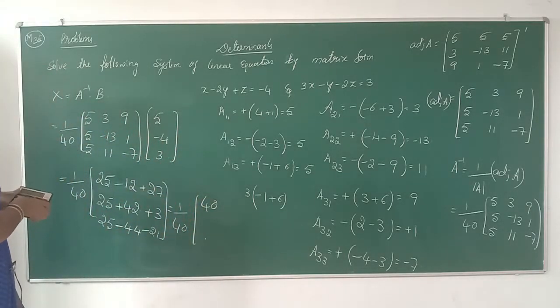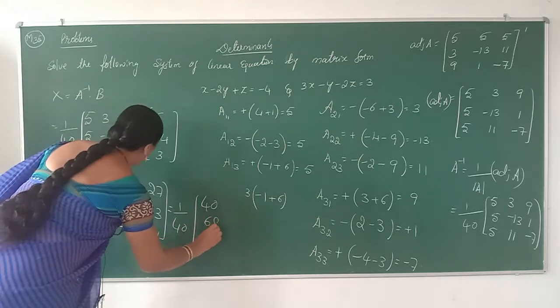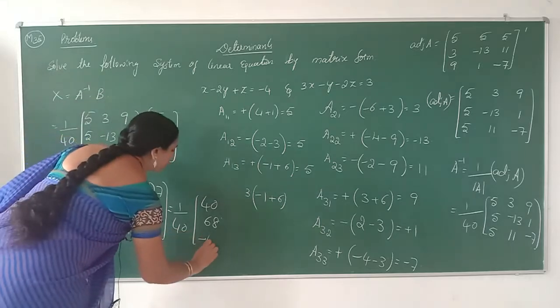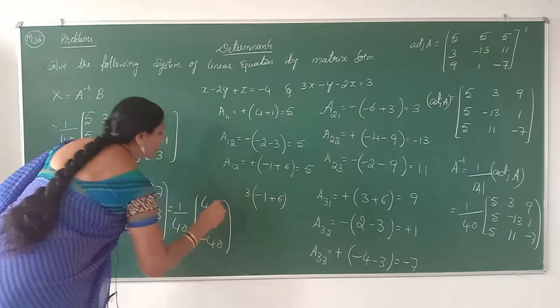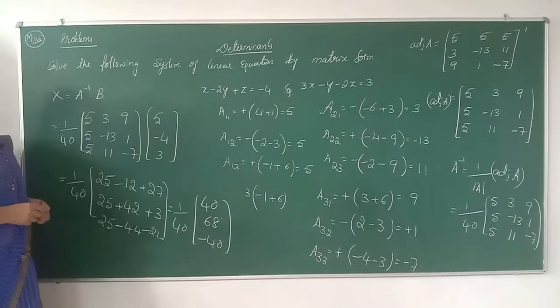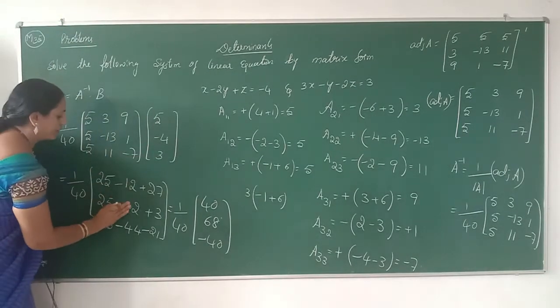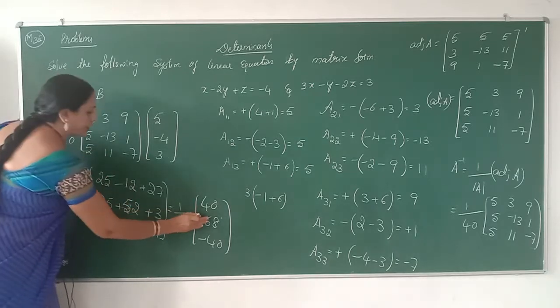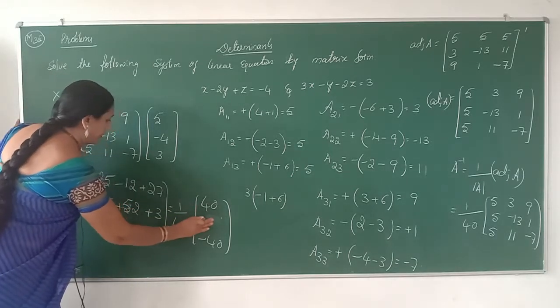25 plus 40 plus 3, 68. 25 minus 44 minus 21 is minus 40. Sorry, we'll make a correction. 13 into 4 is 52. So 52 plus 28 is 80.